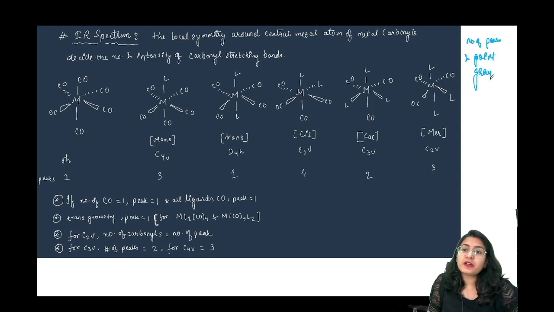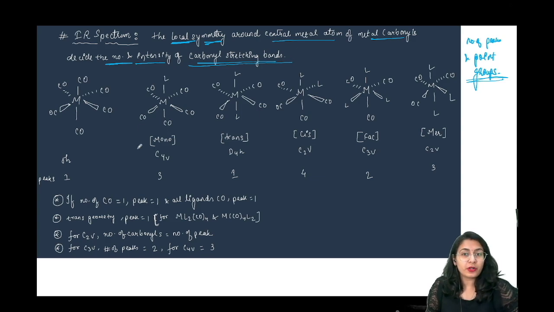This has been observed and laid down in many important books like Miessler and Tarr, like Shriver and Atkins. You can go through them. So what I've observed is that the local symmetry around the central metal atom of the metal carbonyl decides the number and the intensity of the carbonyl stretching bands. For now we are going to talk about the number of stretching bands.